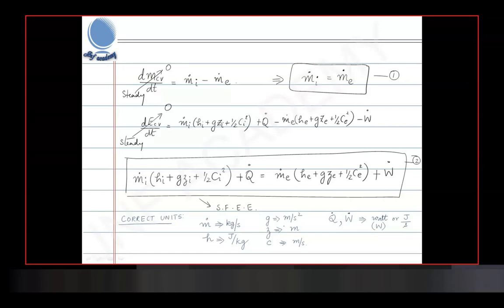Are the units clear? Please avoid using kilojoules. Can someone say what is the reason? Why should you not use kilojoule for enthalpy?